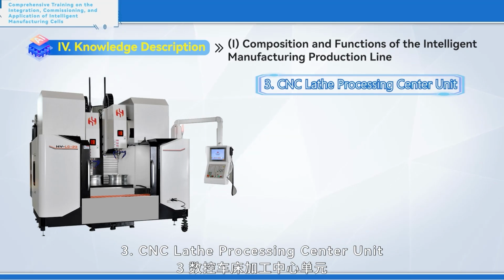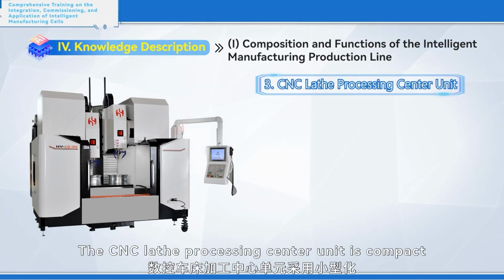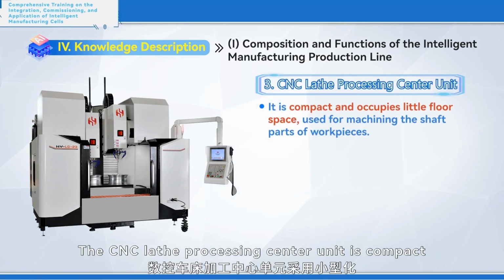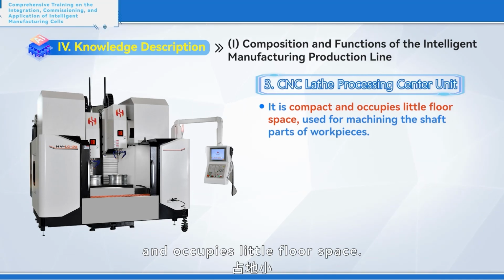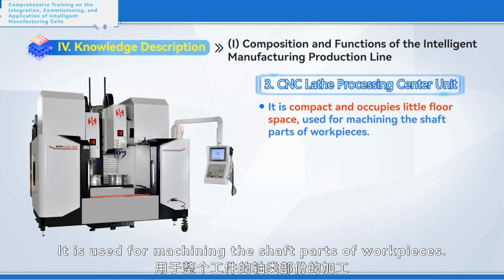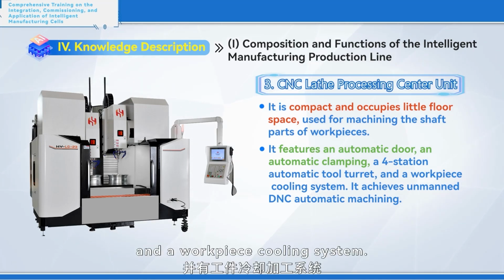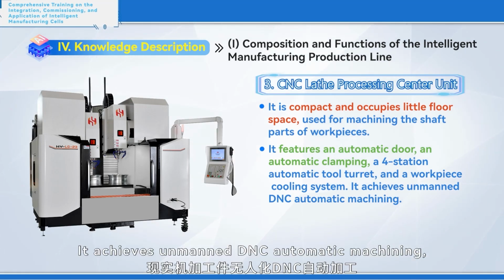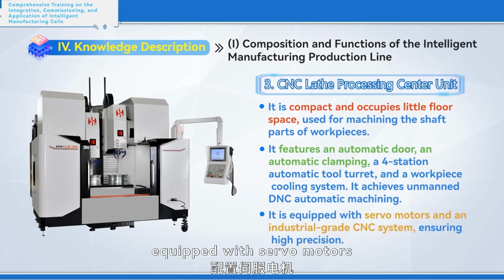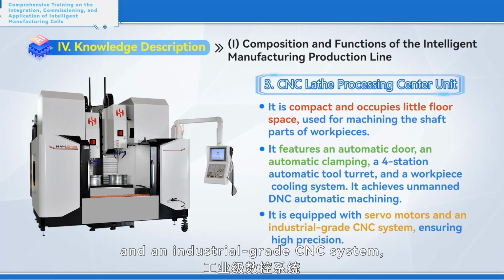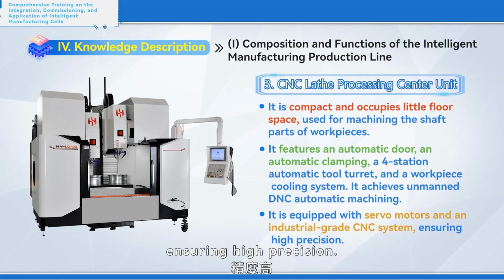3. CNC Lathe Processing Center Unit. The CNC Lathe Processing Center Unit is compact and occupies little floor space. It is used for machining the shaft parts of workpieces. It features an automatic door, an automatic clamping, a 4-station automatic tool turret, and a workpiece cooling system. It achieves unmanned DNC automatic machining, equipped with servo motors and an industrial-grade CNC system, ensuring high precision.